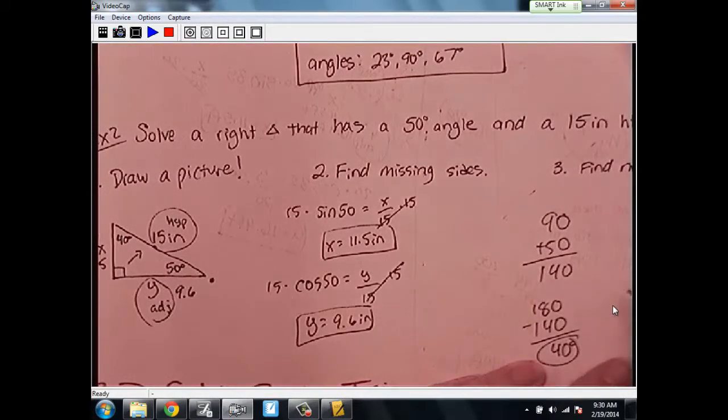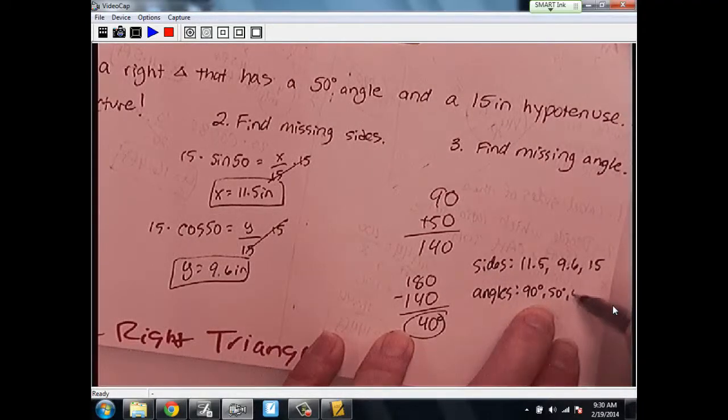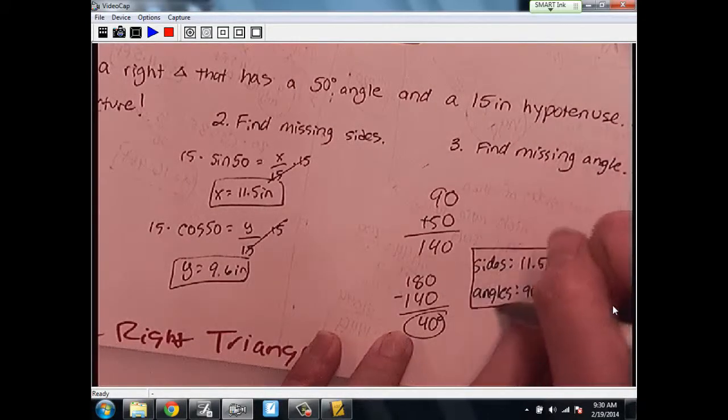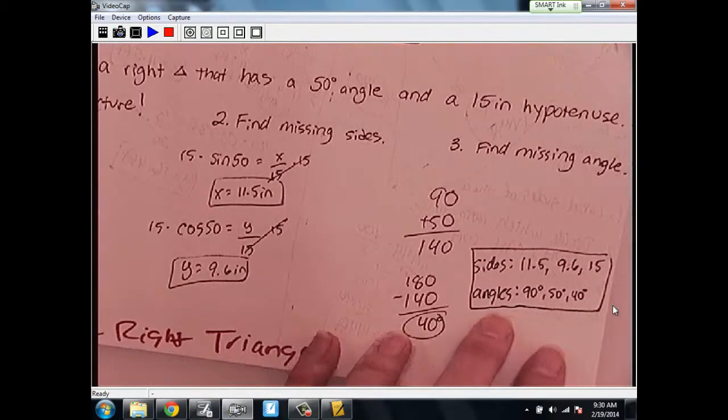And then just a real quick check. What are the sides? We have 11.5, we have 9.6, and we have 15. And what are our angles? We have 90 degrees, we have 50 degrees, and we have 40 degrees. I have 3 sides, I have all 3 angles, I solved it. We know everything about that triangle.